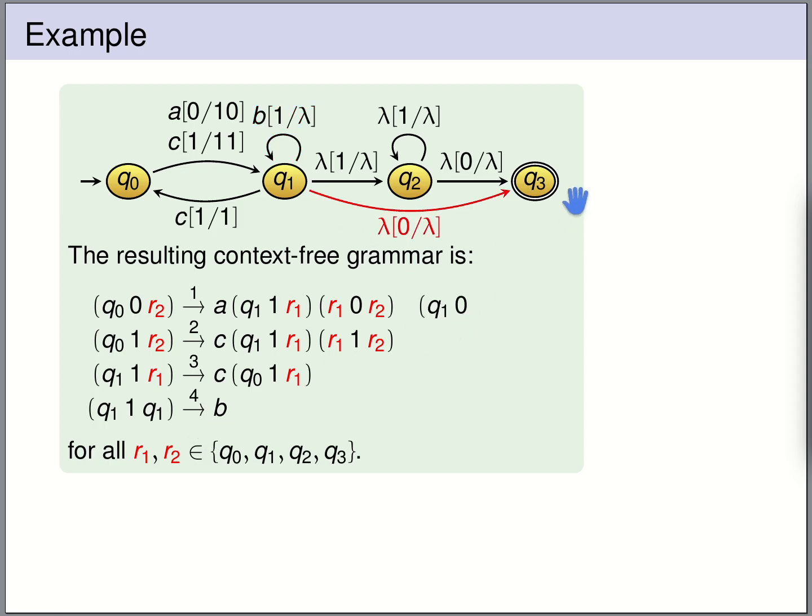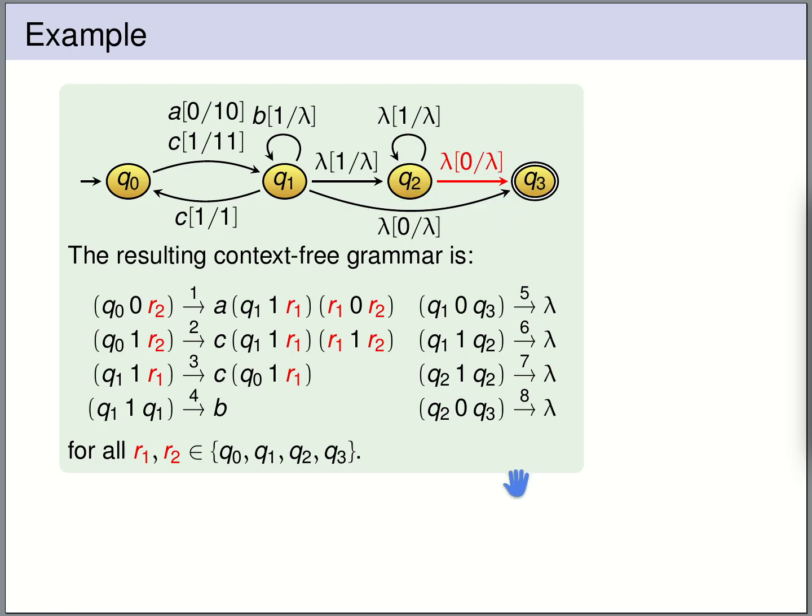And similar for this transition, we can go from Q1 to Q3 with stack content 0 while producing lambda. The same for this, we go from Q1 to Q2 with stack content 1, the 1 is removed, and we produce lambda. Likewise for this, from Q2 we go to Q2, we produce lambda, and we have a stack content 1, which is removed. And finally, this transition is translated into from Q2 we go to Q3 with stack content 0, and we produce lambda.